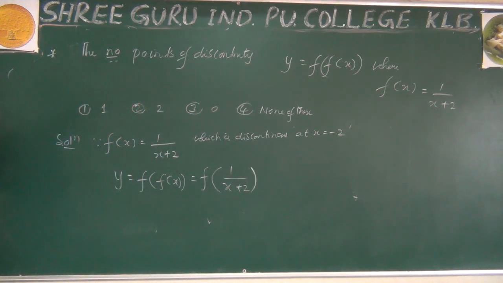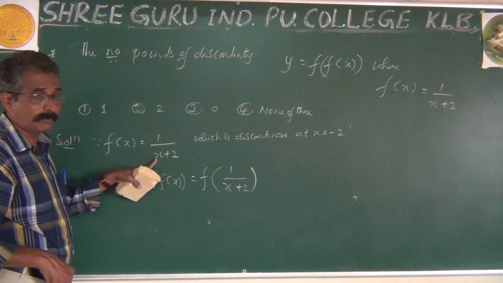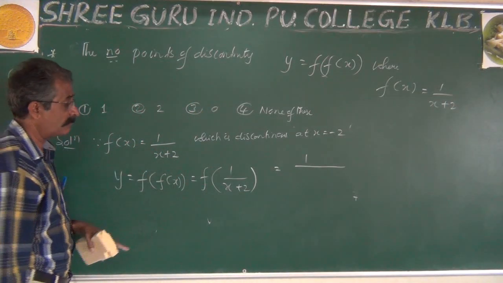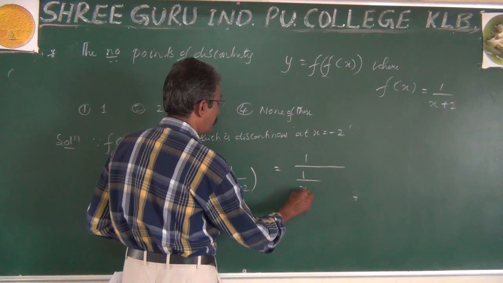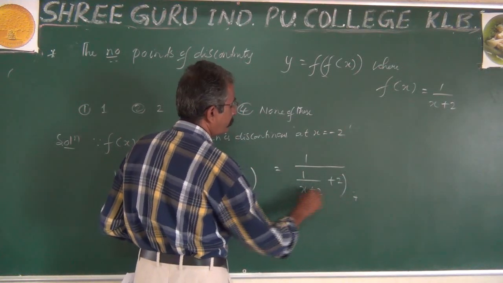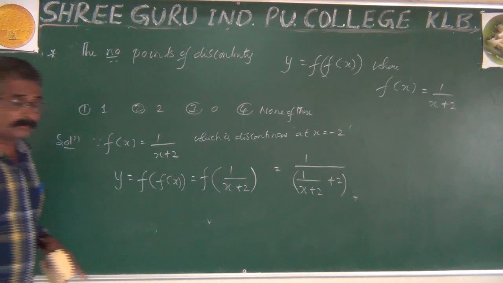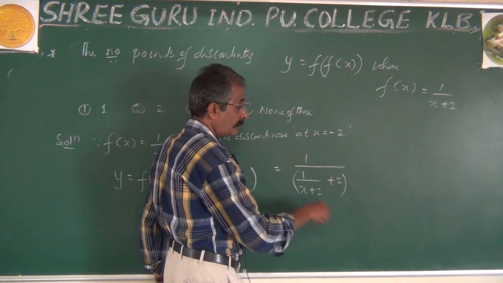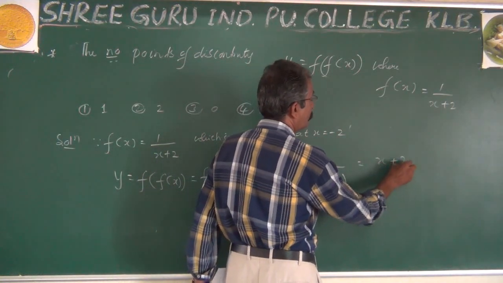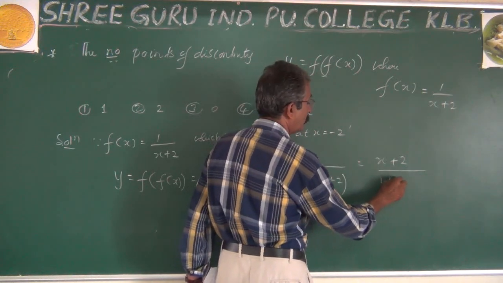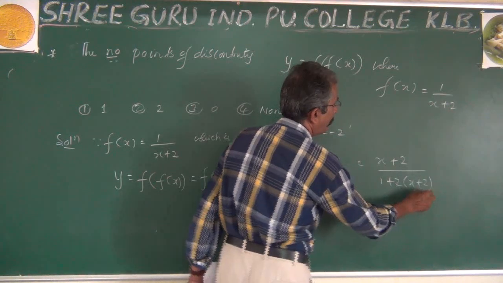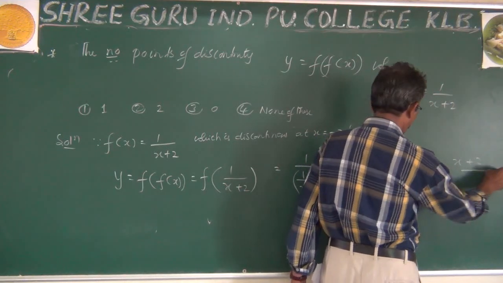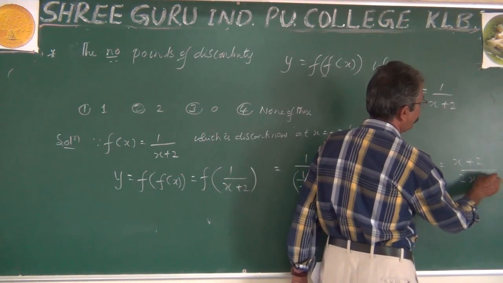To calculate f of 1 by x plus 2, in the function f(x), put x equal to 1 by x plus 2. It becomes 1 divided by, so replace x by 1 by x plus 2, 1 by (x plus 2) plus 2. Note this step, we have to replace x by 1 by x plus 2. LCM x plus 2 goes to the numerator, that means x plus 2 divided by 1 plus 2 into (x plus 2). That is x plus 2 divided by 2x plus 5 after simplification.